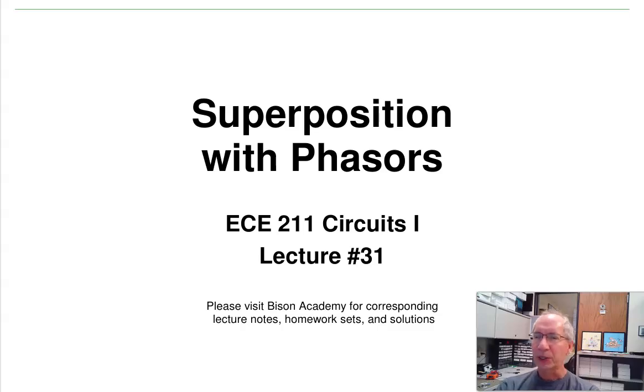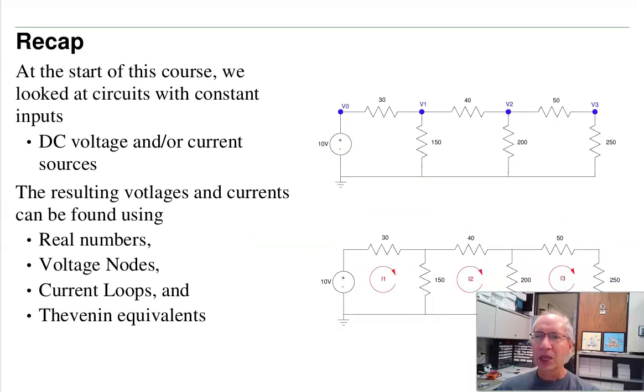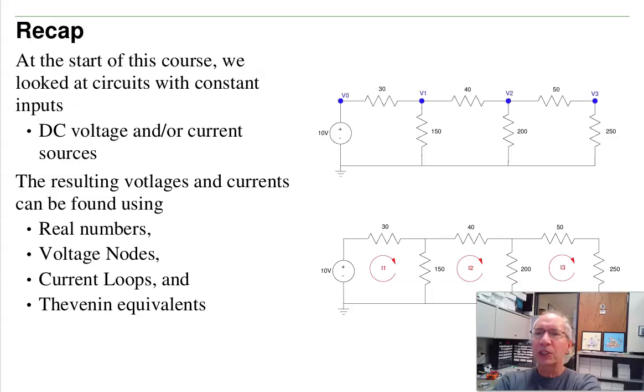Welcome to lecture number 31 for ECE 211 Circuits 1, Superposition with Phasors. Now previously, we looked at circuits with constant inputs. That would be DC voltages and/or DC voltage sources. The resulting voltages and currents could be found using several different approaches. We could use real numbers with voltage nodes, current loops, and Thevenin equivalents.